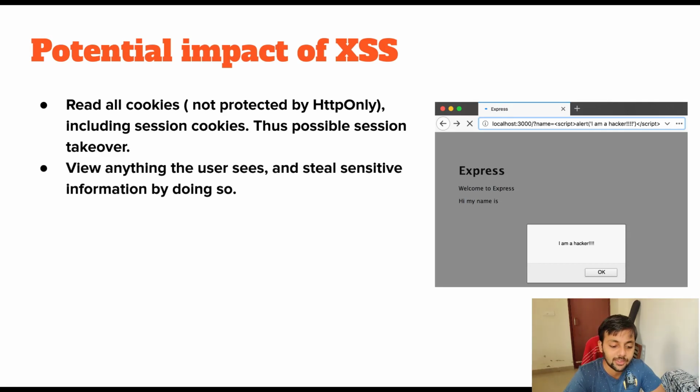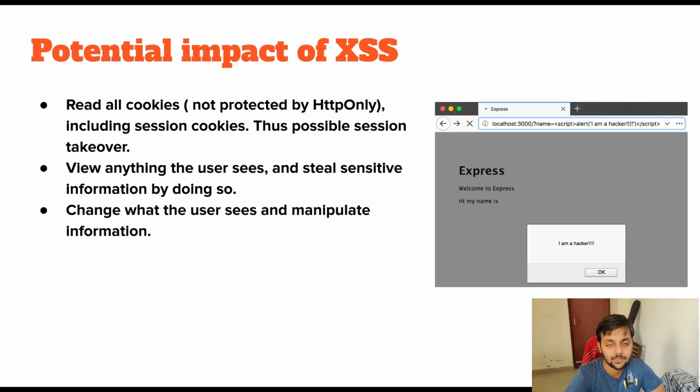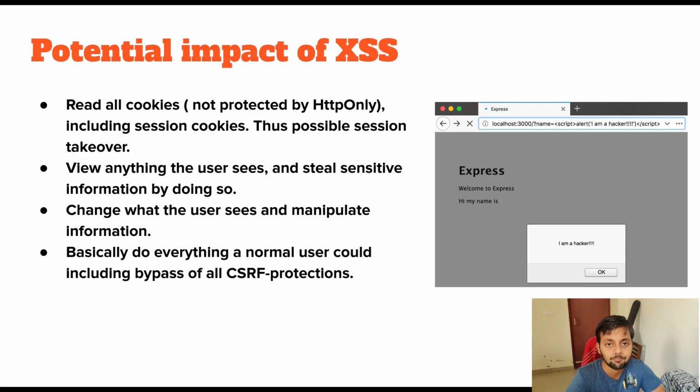The JavaScript could view anything the user sees. It could steal any sensitive information on the page itself. The malicious JavaScript could steal the user's data and manipulate information on the page. It could bypass any of the CSRF protection because, as I said, it could steal anything. So it could steal the CSRF tokens and make a request on behalf of the user to submit the form automatically. So basically, it could bypass all the CSRF protections because the only check that's there for CSRF protection is a random string which is called a nonce, and that's embedded onto the HTML of the page.